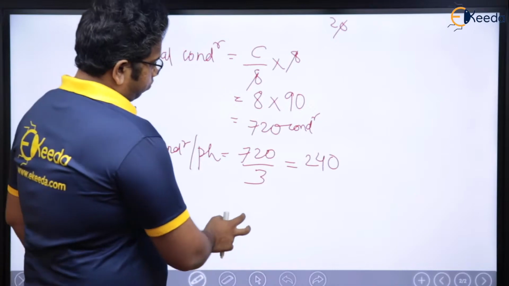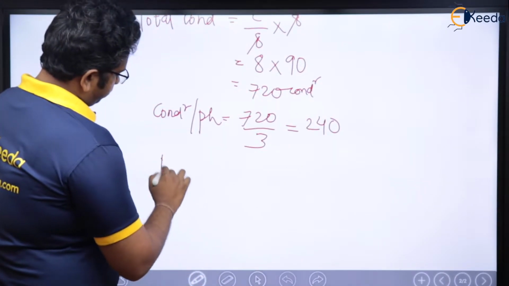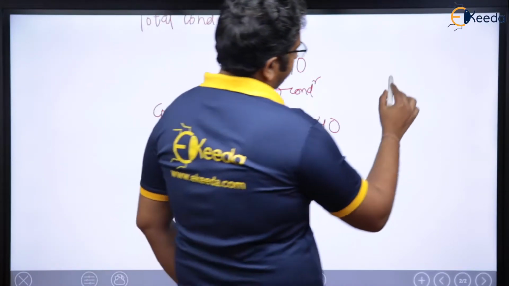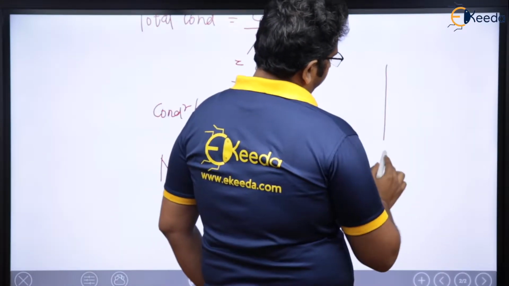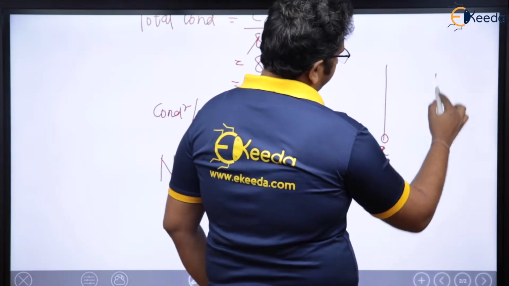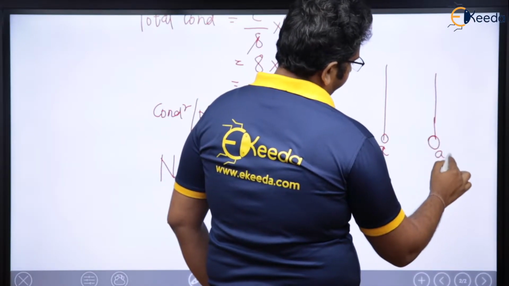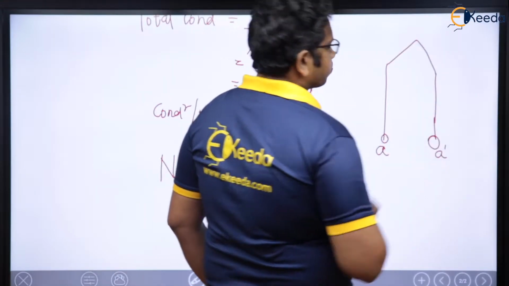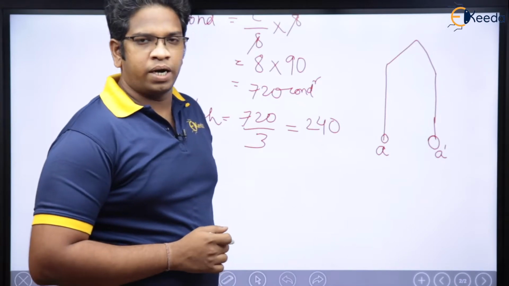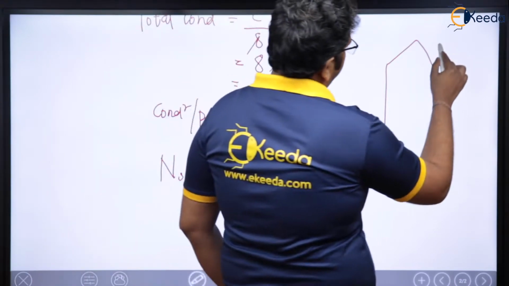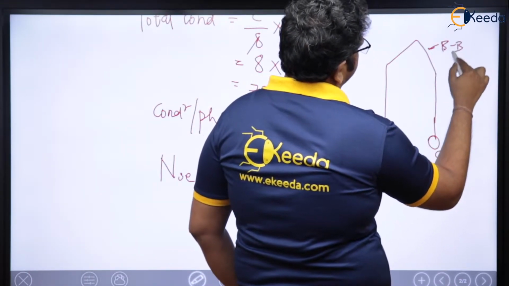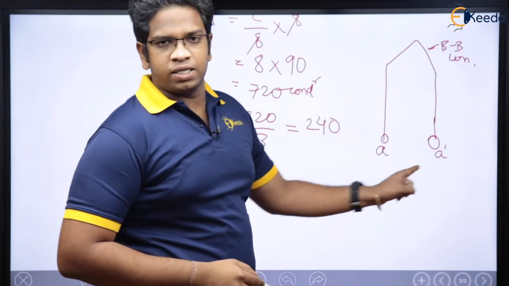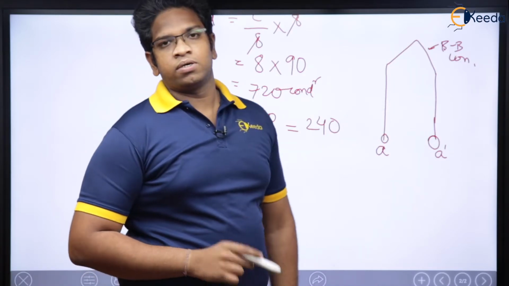Right, but now what do we want? We want the number of series turns. Now see here, we already know that this is, let us say, one conductor A, and this is another conductor A dash. If you see here, this is back to back. This is called a back to back connection, right? Already we know that. This is one conductor, this is another conductor. So two conductors form one turn.